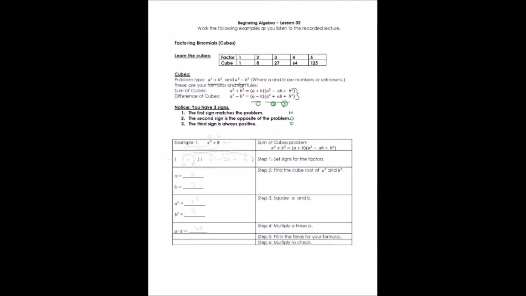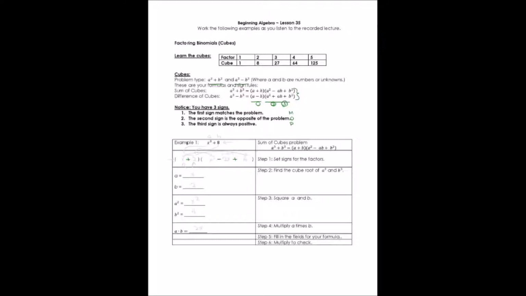So, example 1 is x cubed plus 8. I recognize that x cubed is a perfect cube. Why? The exponent is divisible by 3. And I know 8 is a perfect cube. The cube root of 8 is 2. That was one of the ones I told you to be familiar with at the top of the page. So I'm going to set my signs. I set a binomial times a trinomial. I need 3 signs: match the problem, opposite of the problem, and positive. That's the way it always is.